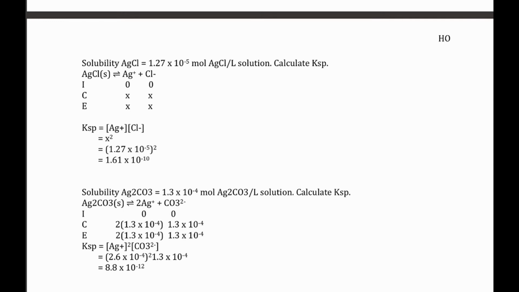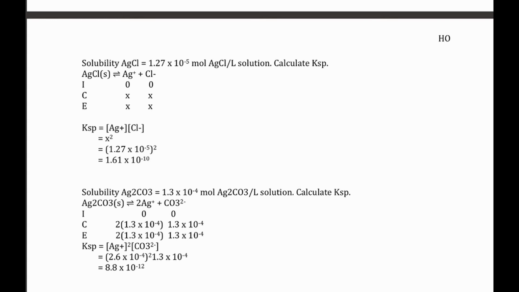So Ag+ is 2 times 1.3 times 10 to the minus 4, or 2.6 times 10 to the minus 4, squared, times 1.3 times 10 to the minus 4, and we calculate the Ksp to be 8.8 times 10 to the minus 12.